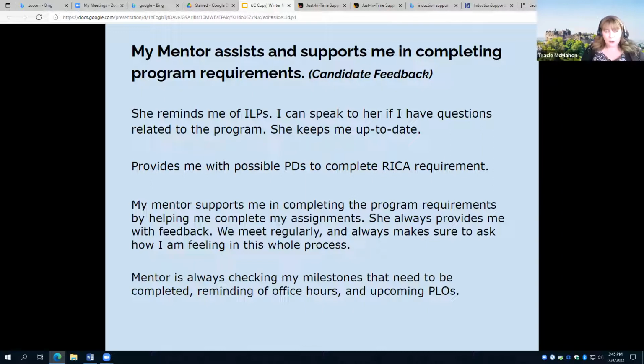So specifically about program requirements, I'm just going to leave this up here and let you read it yourself. I won't read it out loud to you. I'll leave it up for a moment so you can read. Okay, so you can see these are the things that candidates value in terms of helping them with their program requirements. This is what that looks like for them.